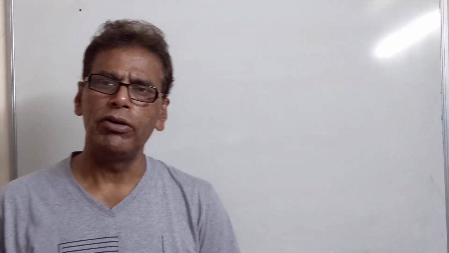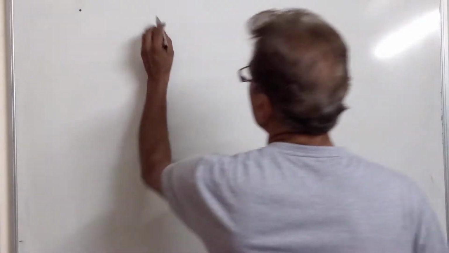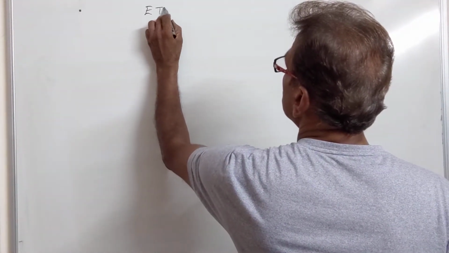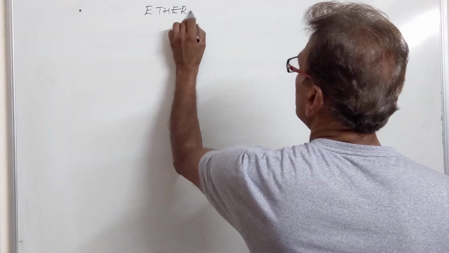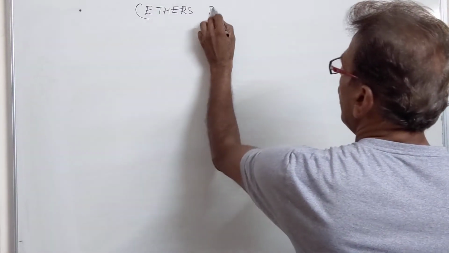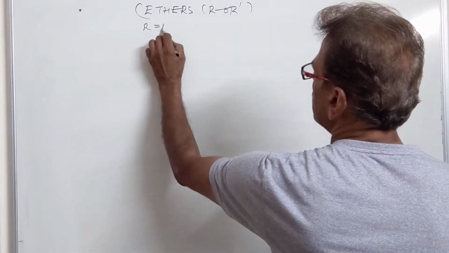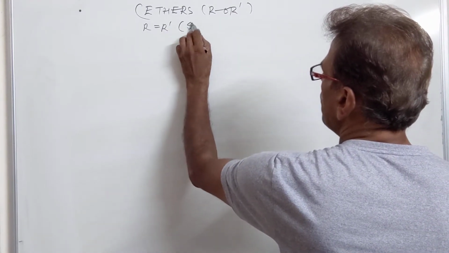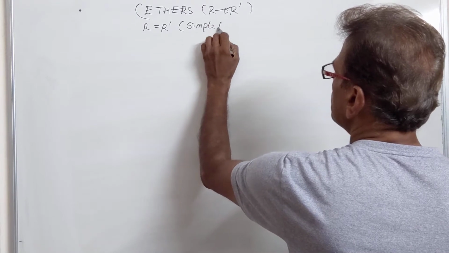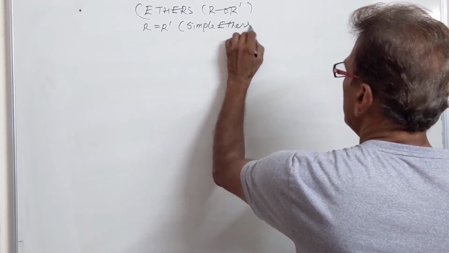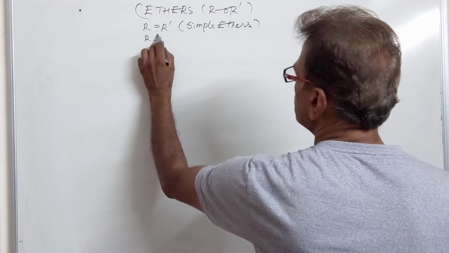Continuing with the second unit of organic chemistry, alcohol, phenol and ethers. Our last topic is ethers. Let us start with ethers. Ethers have the general formula ROR'. If both groups are the same, then we have simple ethers. If they are different, then they are called mixed ethers.